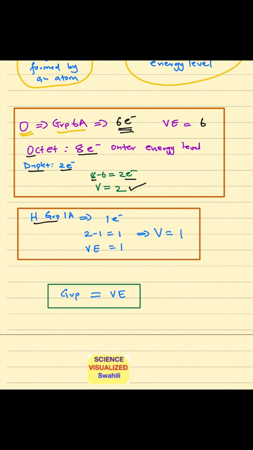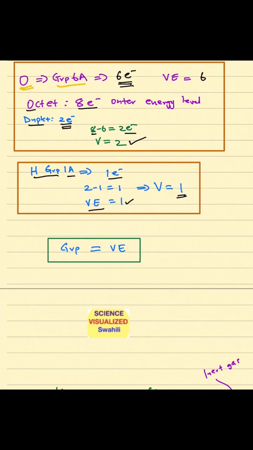Another example, hydrogen is in group 1 and has 1 electron at the outer energy level, and therefore the valence electron is 1. At the same time, it will need 1 more electron to form a duplet, and therefore it will form 1 bond, therefore it has a valence of 1. You now realize that a group number equals the number of electrons in the outer energy level, which is the valence electron.